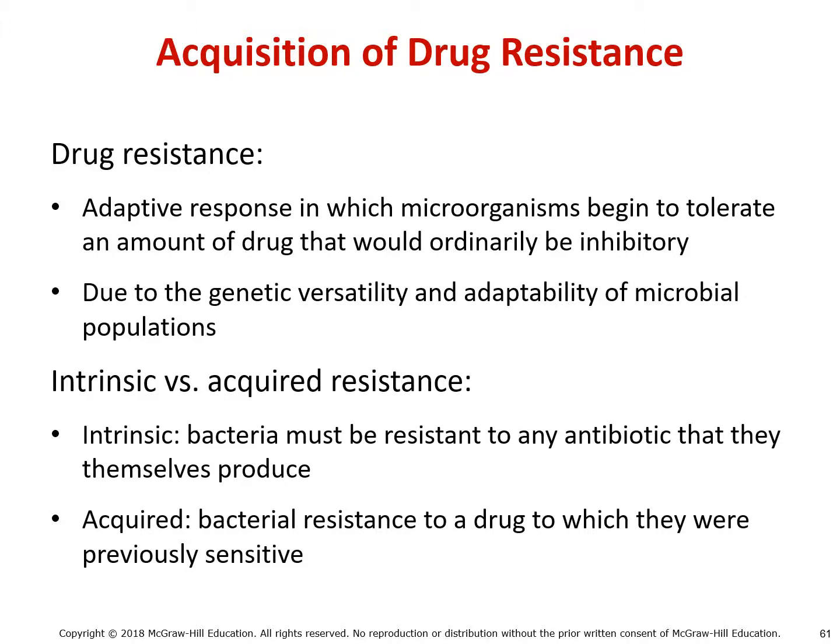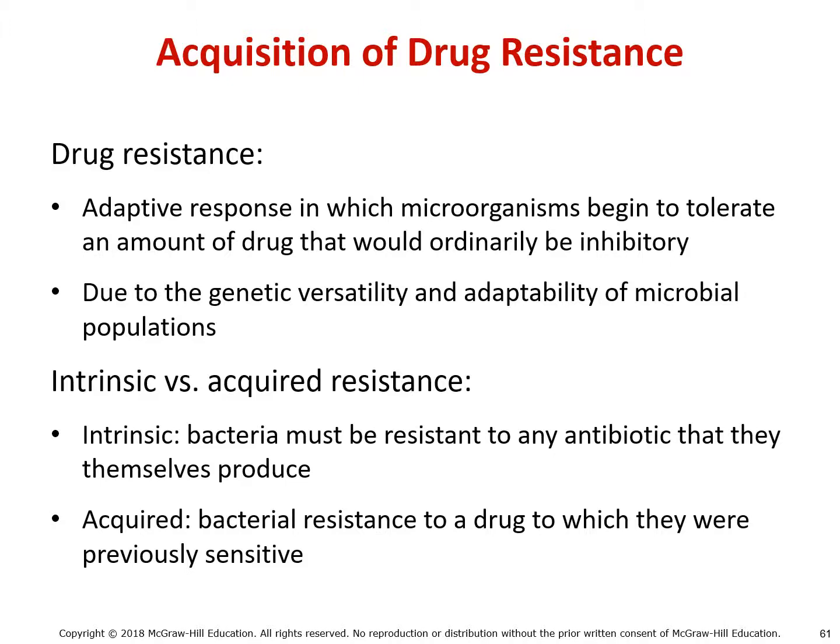So let's talk about intrinsic versus acquired resistance. Intrinsic would be the natural resistance that happens whenever, again, a bacterium is producing an antibiotic itself. So there are some bacteria out there like Bacillus polymyxa that can produce an antibiotic, polymyxins, to fight other bacteria. But if that Bacillus wasn't inherently protected against the polymyxins it produced, it would be killing itself, which is really stupid. So there are always examples of intrinsic resistance.